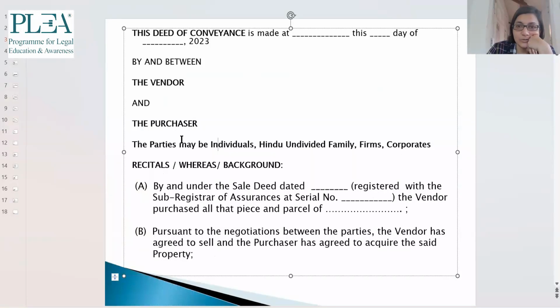Okay, you begin by writing the place of execution, the date. This too is important. Then the parties. Now your document can change depending on who the parties are. If your parties are individuals, then there is a different set of wordings that you would use. If the property is owned by an HUF, then there's a different set of wordings you use. Similarly, the same goes for firms and corporates.